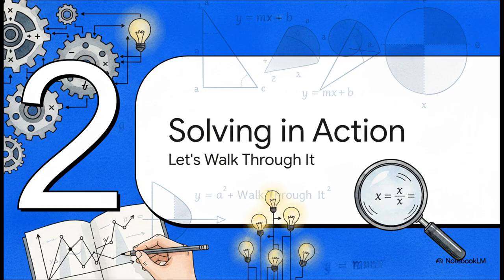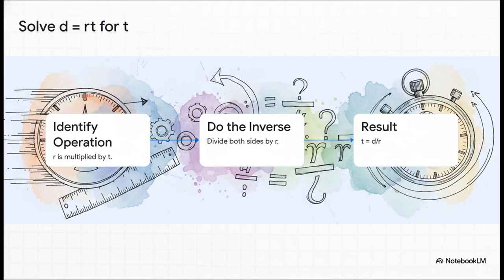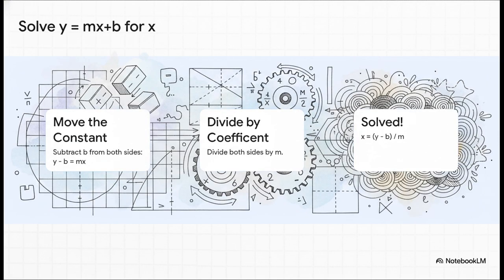Let's start with a classic from science class, the distance formula, d equals r times t. Our mission is to solve for t, get time all by itself. So, what's happening to t right now? Well, it's being multiplied by r. What's the inverse of multiplication? Division. So we divide both sides by r. The r's on the right cancel out, and we're left with our answer, t equals d over r. Boom! Simple as that.